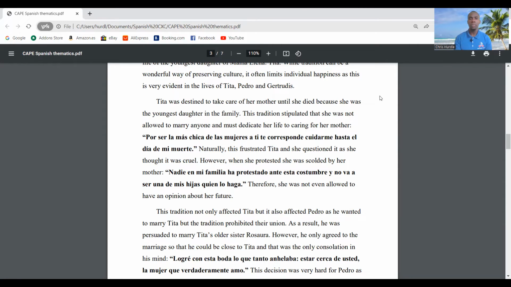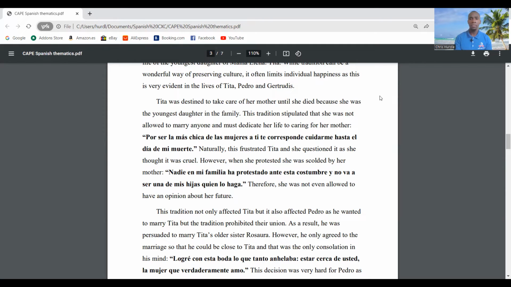However, when she protested, she was scolded by her mother. Nadie en mi familia ha protestado ante esta costumbre y no va a ser una de mis hijas quien lo haga. Therefore, she was not even allowed to have an opinion about her future.